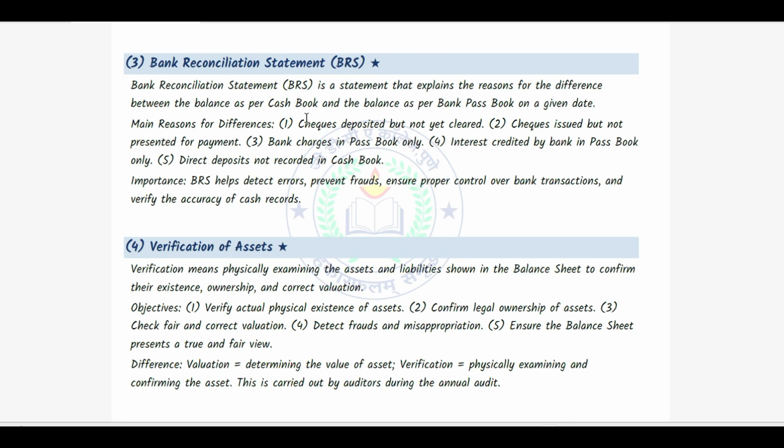Main reasons for differences, like number one, checks deposited but not yet cleared. Checks issued but not presented for payment. Bank charges in passbook only. Interest credited by bank in passbook only. Then direct deposits not recorded in cash book, actually.